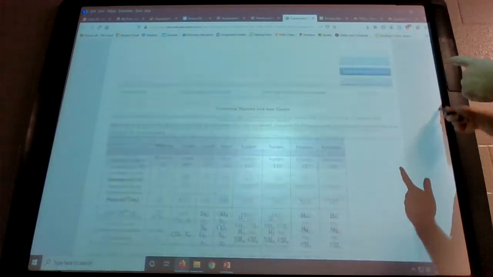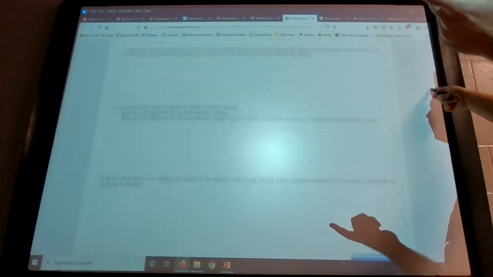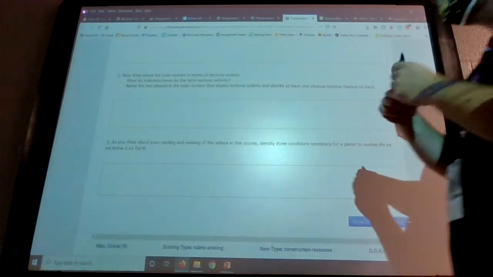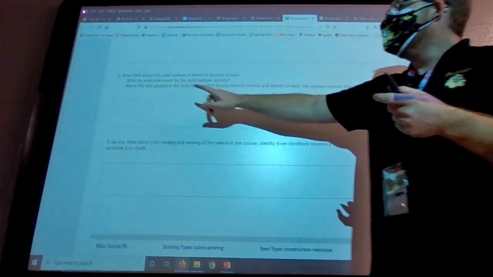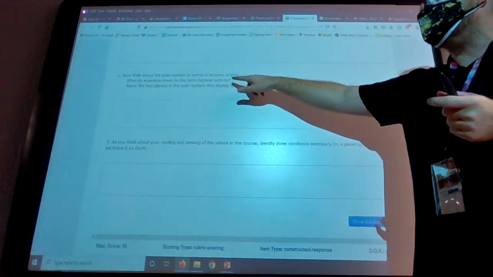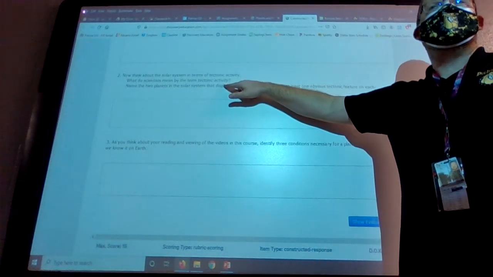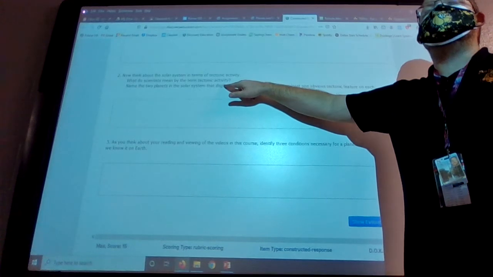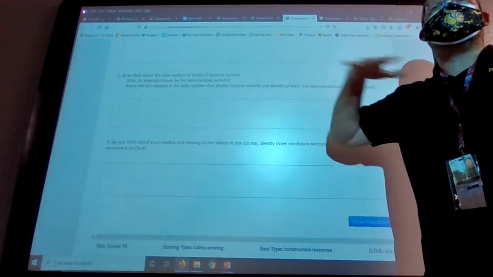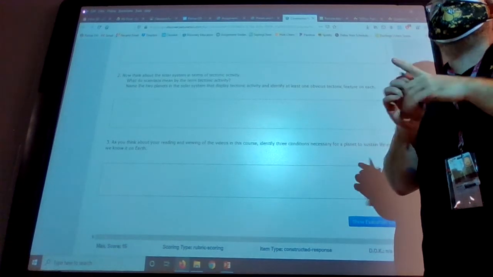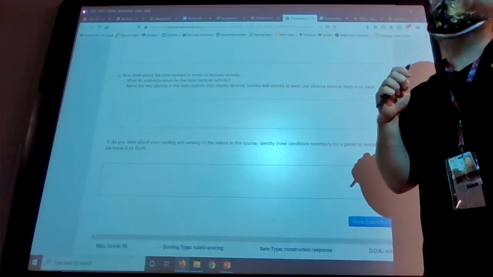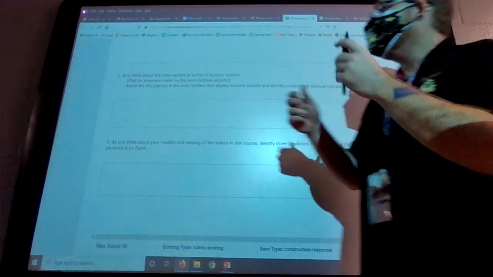What was the next question? So the first one, compare and contrast the inner and outer planets. 2, now think about the solar system in terms of tectonic activity. What do scientists mean by the term tectonic activity? What does that mean? Plates. Tectonic plates, which in general, what means tectonic activity around here? When they move, what happens? Earthquakes, and then what's the other thing that happens? Volcanoes. So earthquakes and volcanoes.